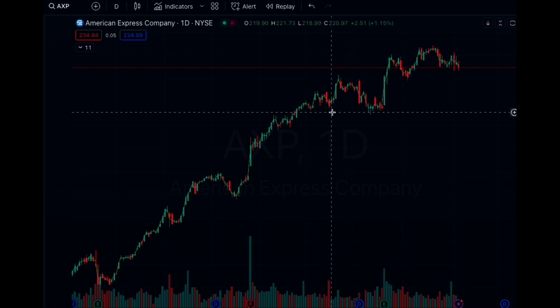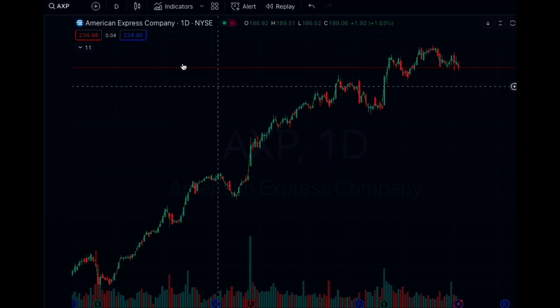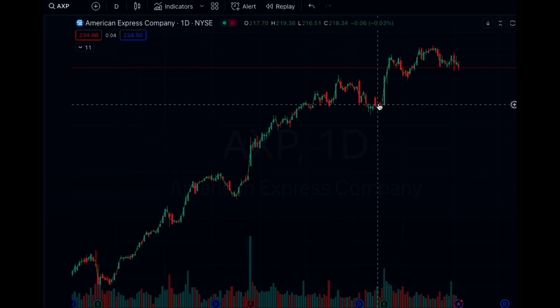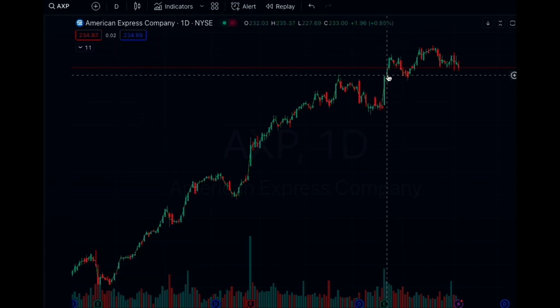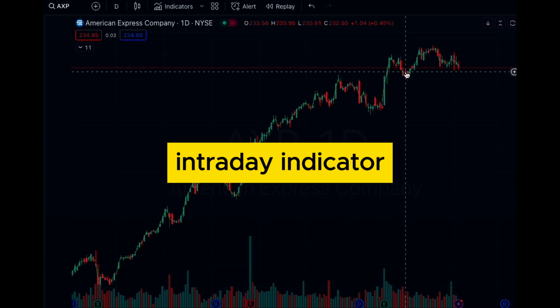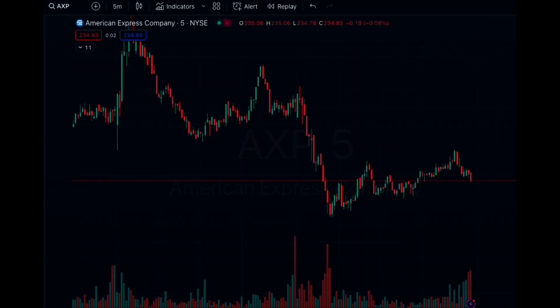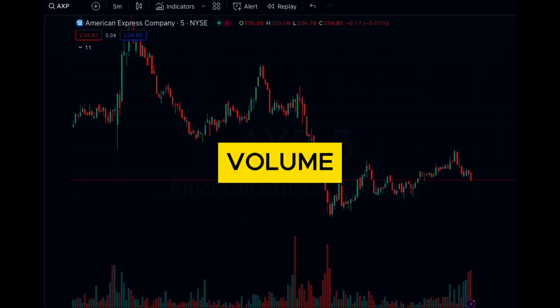If I keep the VWAP indicator on while looking at a bigger time span of a stock, for example, let's say on a daily chart, you will see that it doesn't make any sense because the VWAP is a pure intraday indicator. Now let's look at our next day trading indicator, which is the volume.